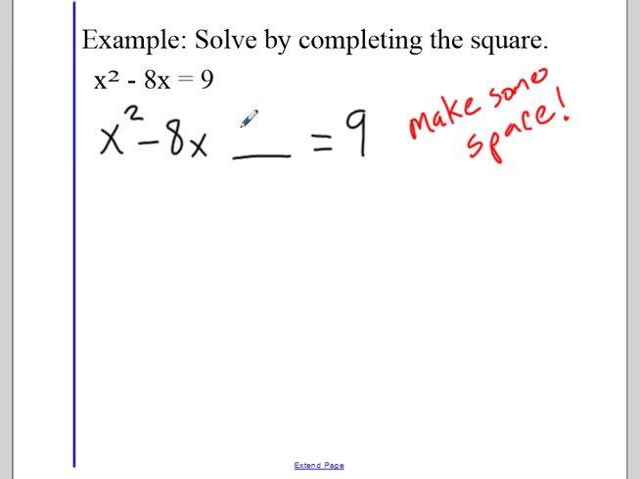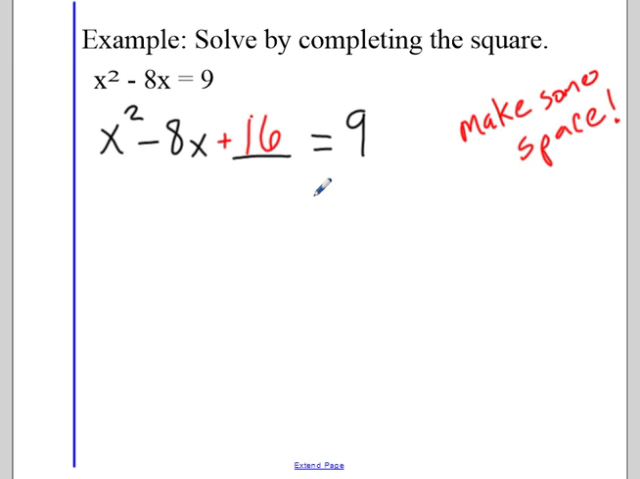So the number that I want to put into this spot right here would come from thinking, okay, what plus what makes 8? Well, 4 plus 4 makes 8. And what is 4 times 4? That would be 16. So I want to have a 16 put in the blank space that I made by making some space. But don't forget that whenever you add something to the left side of a problem, you have to do it equally to the other side. So both the left and the right get the plus 16.